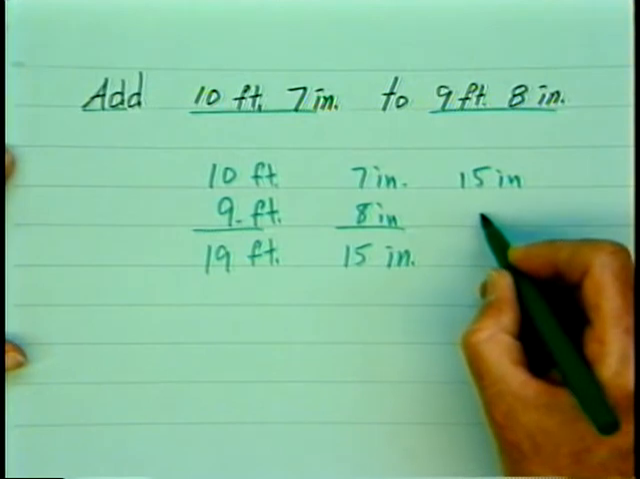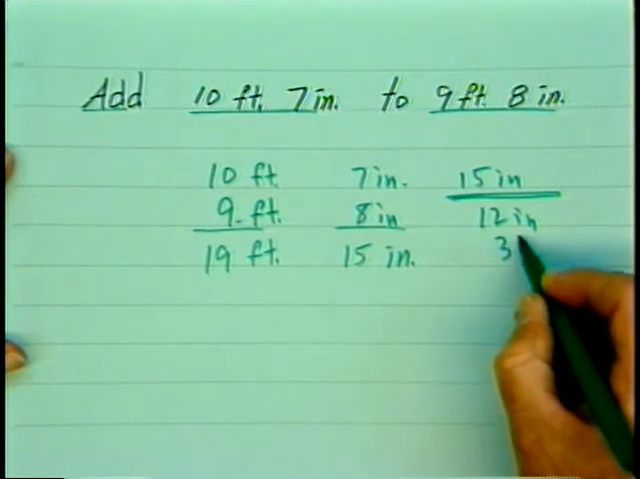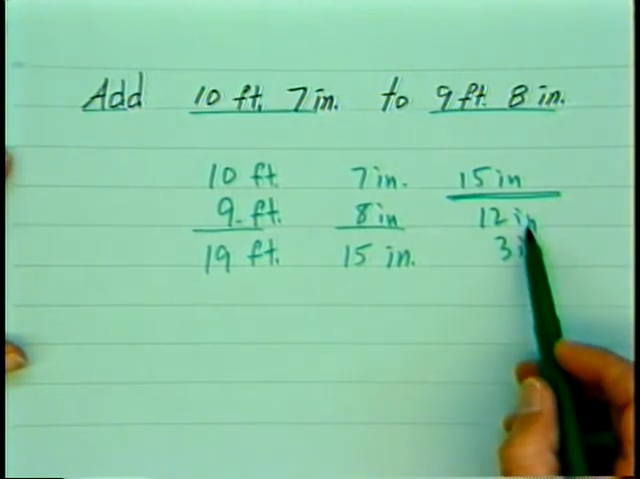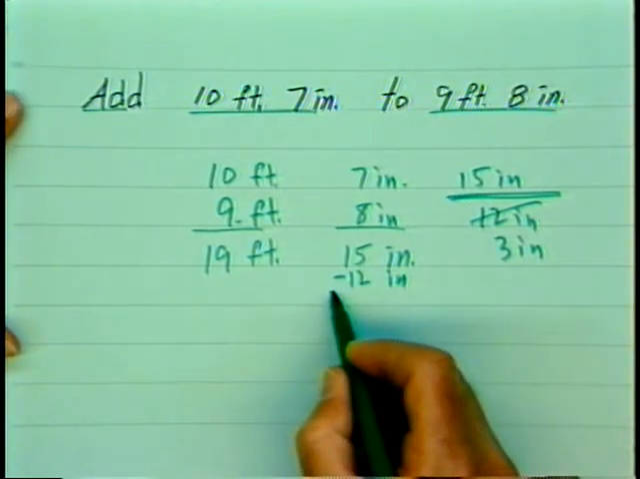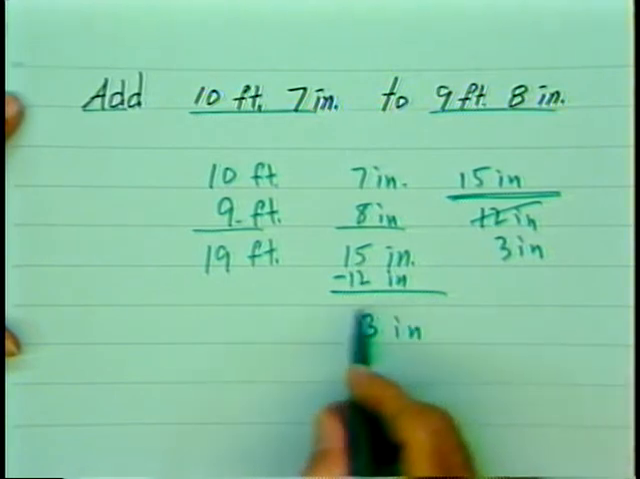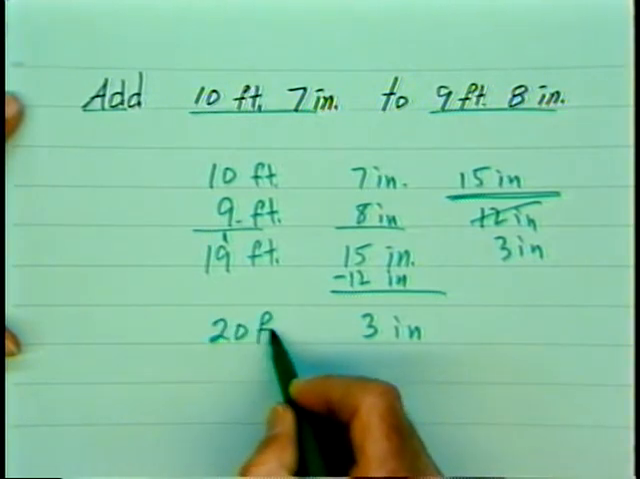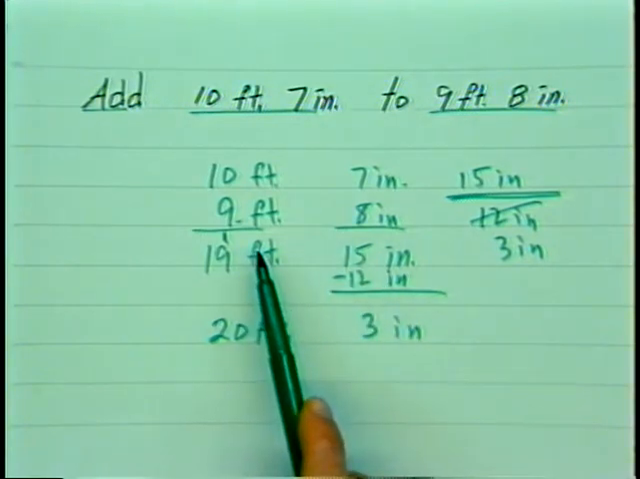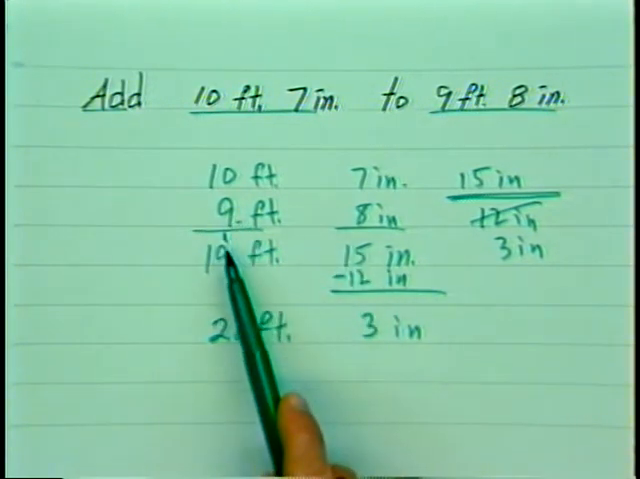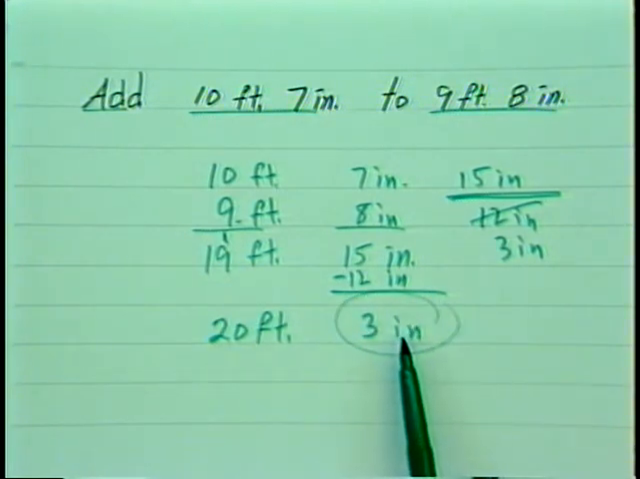is really 12 inches plus 3 inches, and 12 inches is 1 foot. So I'd take 12 inches away from this unit, leaving me with 3 inches, and I would add that 12 inches over here. So if you get more than one of these, you take it off and add it over to one of these and increase this, so that this should always be less than one of these to be considered proper.